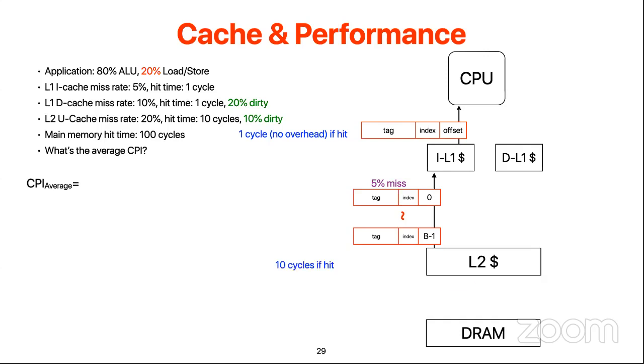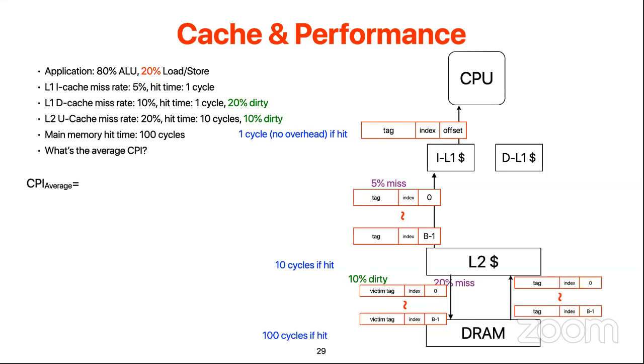So you have to have 10% dirty go to DRAM first, and this 10% happens only when you are missing. So 20% of the time you are going to have a miss, but 10% within that 20%, you are going to have a dirty block that you have to write back first. Which is 100 cycles, right? And when you fetch the new block in, that's another 100 cycles, right?